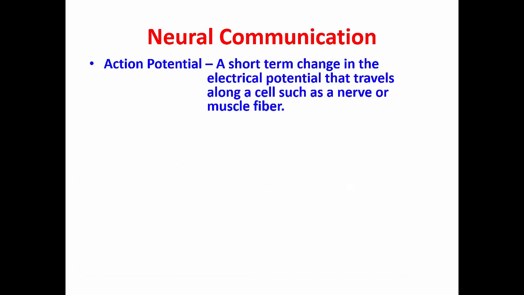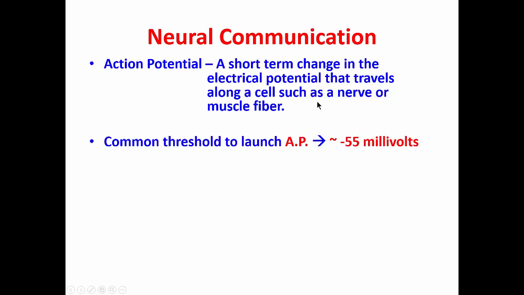Another important kind of potential is called the action potential, and we contrast this with the resting potential that we saw in the previous slide. The action potential can be defined as a short-term change in the electrical potential that travels along a cell, such as a nerve or muscle fiber. A common threshold to launch or begin an action potential is approximately minus 55 millivolts, and this might vary slightly from animal to animal, but for many mammals, that range would be between maybe 55 millivolts or 60 millivolts.